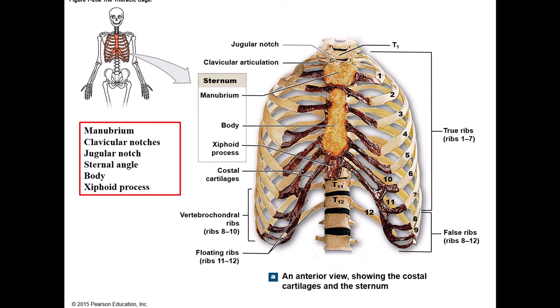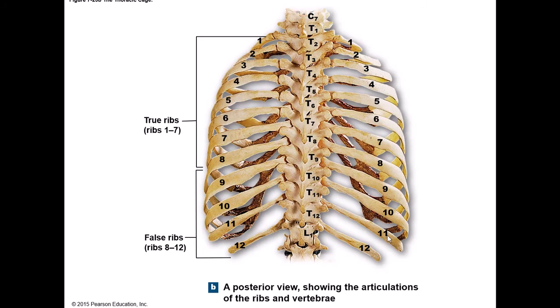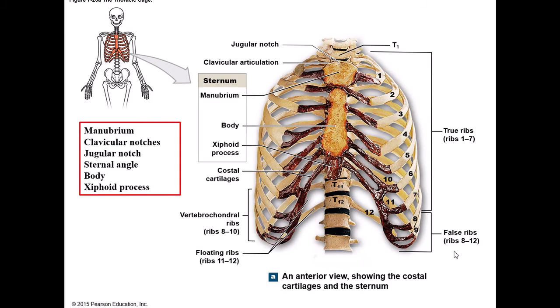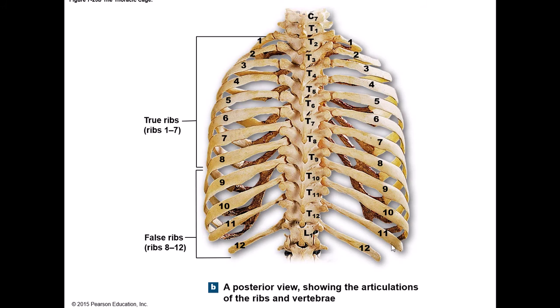So as a result, these are called false ribs, right? 8, 9, and 10 are false ribs. 11 and 12 are also false ribs. If you notice, rib number 11 and 12, they don't even go around to the front. They stay in the back. So ribs 8 through 12 are considered false. It turns out we have another name for 11 and 12. Since they're just kind of hanging out back here like this, these are referred to as floating ribs.